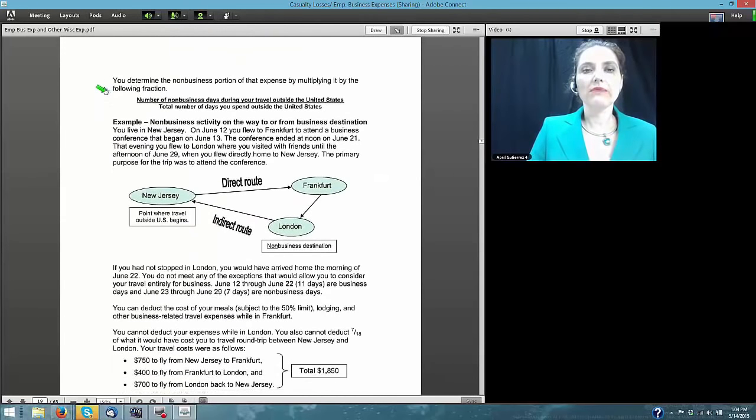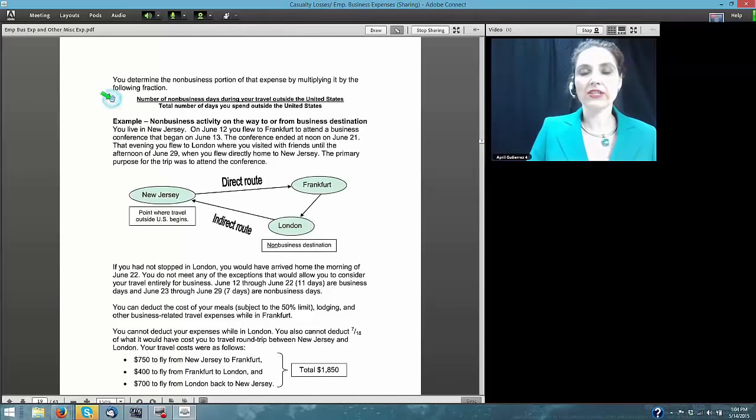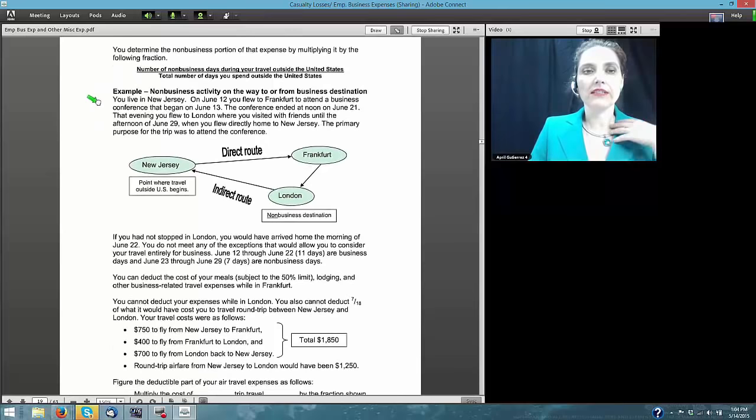So you determine your non-business portion of what that expense is by multiplying it by the fraction, and it's the same fraction I showed you earlier. You take the total number of non-business days of travel and you divide that by the total number of days that you spent outside of the United States. And here is an example of what I mean. We have a person who travels on business, and they're doing a direct route from their home in New Jersey to Frankfurt.